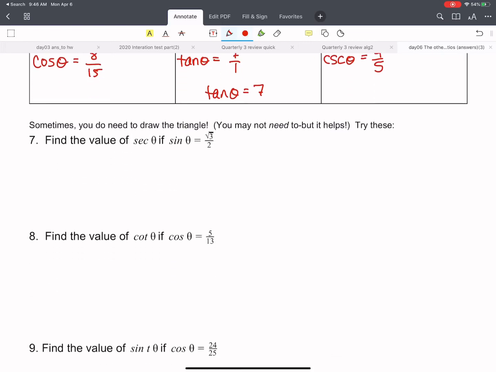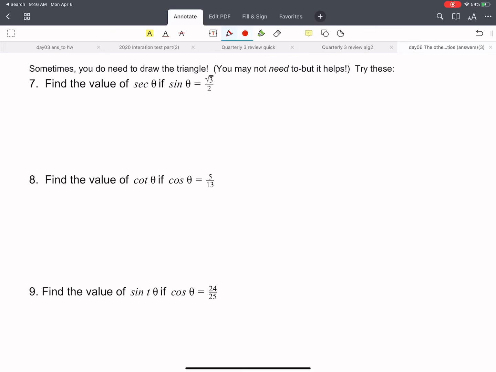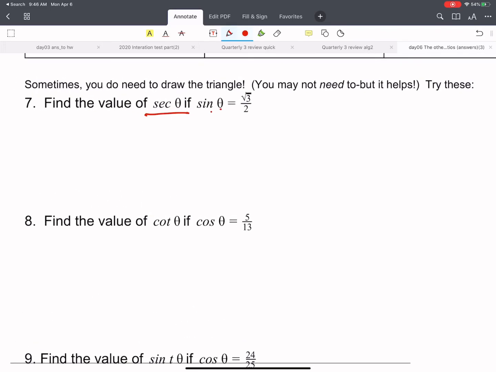Easy. Now, sometimes you do need to draw the triangles, right? So like they want you to find secant theta, but they're giving you sine. Are they reciprocals of each other? Is secant theta the reciprocal of sine? No, so we're going to have to draw the triangle. So to draw the triangle, all you have to do is identify sine of theta is opposite over hypotenuse.